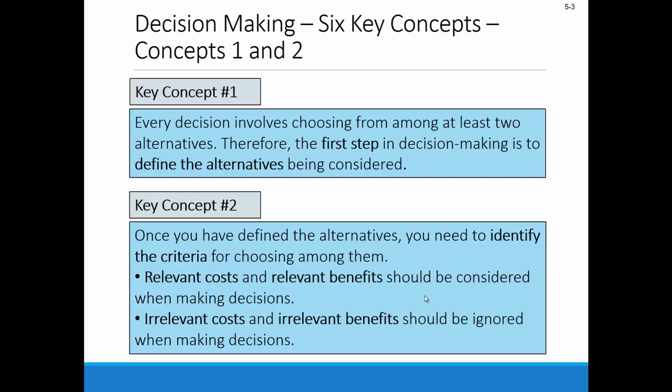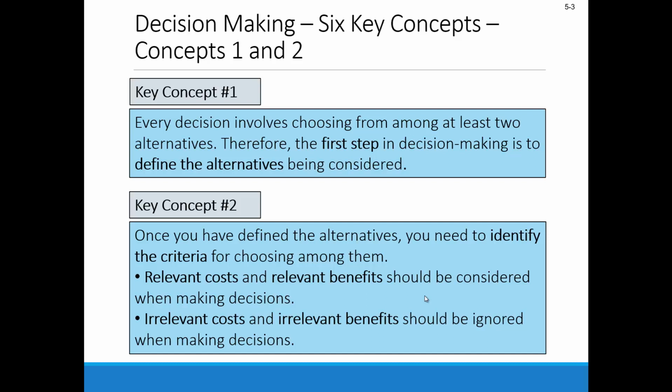So a few key concepts for us to consider as we get started in thinking about these various decision-making contexts. Every decision really involves picking from at least two alternatives. Otherwise, there wouldn't be a decision to be made. So the first step in decision-making is to define the alternatives or the courses of actions that are being considered. Once we've defined alternatives, we need to identify some set of criteria for picking amongst them. So in this particular chapter, we're going to focus on this idea of relevance primarily.